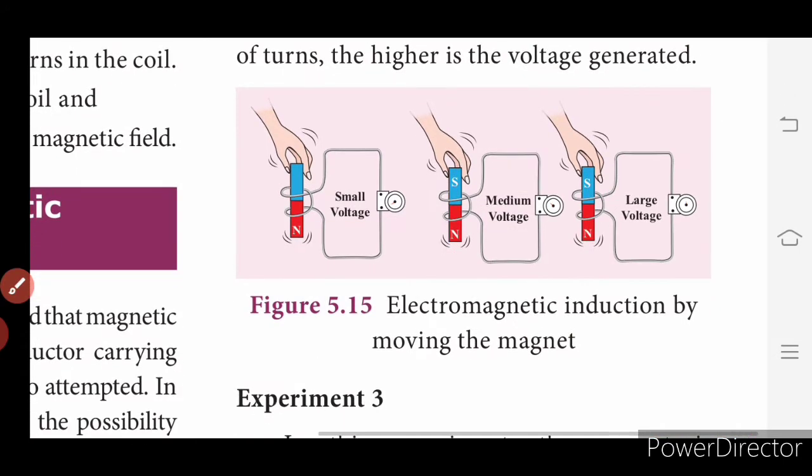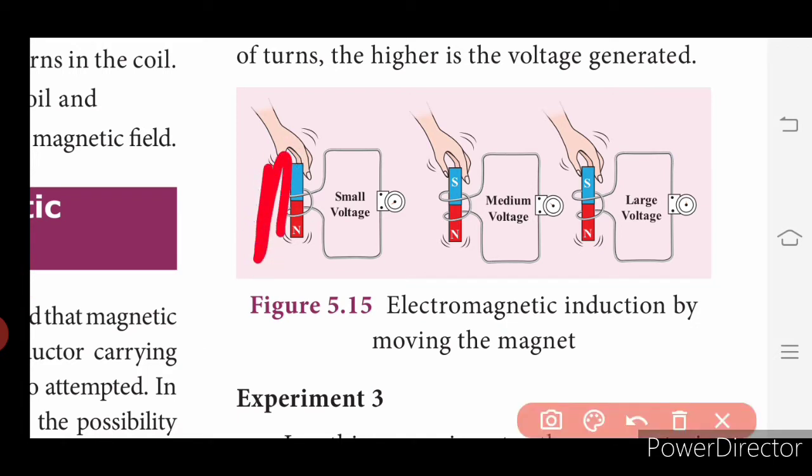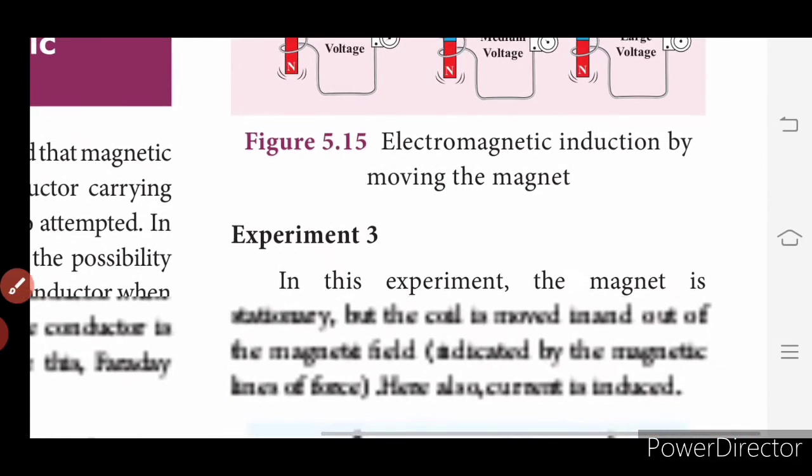This is the diagram: electromagnetic induction by moving the magnet. Whenever the magnet is moved inside the coil, you can see the deflection in the galvanometer. Here a large voltage is applied, here a medium voltage, and here a small voltage. According to the voltage, you can see the variation in the deflection of the galvanometer. This is another experiment.